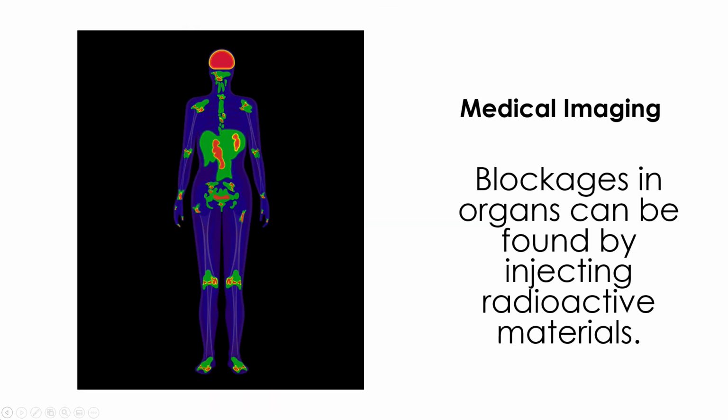And medical imaging. Blockages in organs can be found by injecting radioactive materials. So if you inject a radioactive material into the blood, you can observe the circulatory system, or you can observe where that radioactive material builds up. Now, these radioactive materials decay, and when they decay, they produce gamma rays. So you can see where those radioactive materials have built up inside the body.